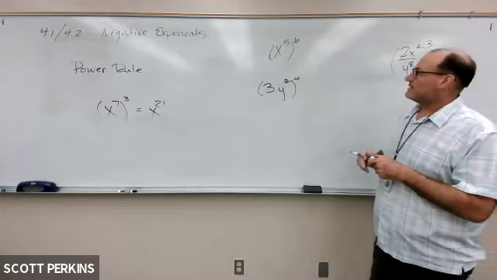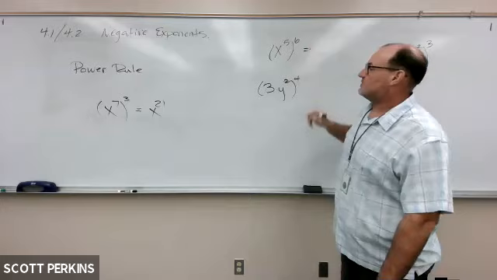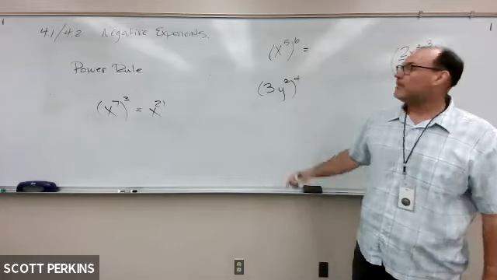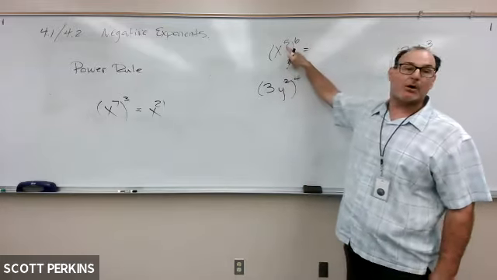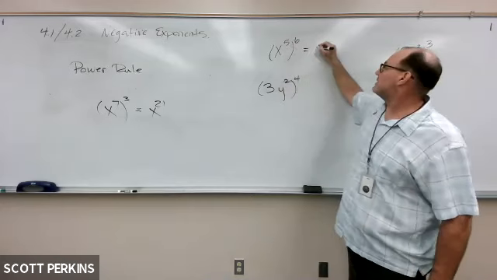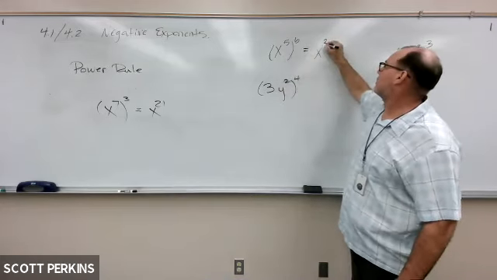Okay, so the first one is x to the fifth raised to the sixth. This is just a straight power rule problem. You've got something raised to a power, raised directly to another power. So this is going to be x to the 5 times 6, or 30th power.